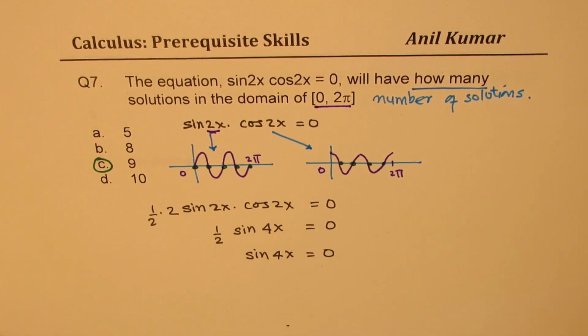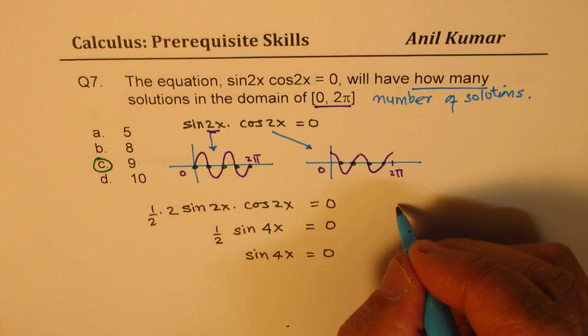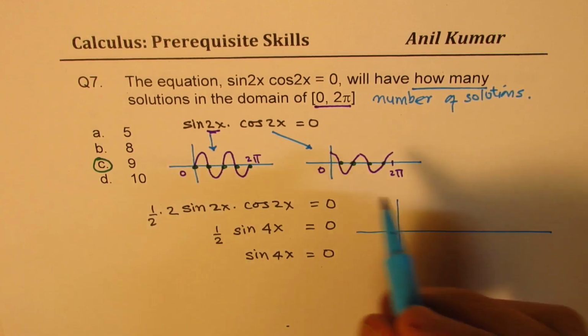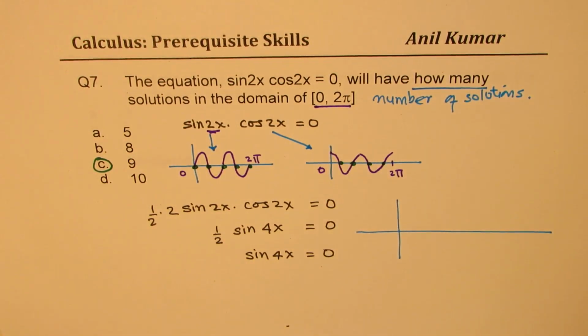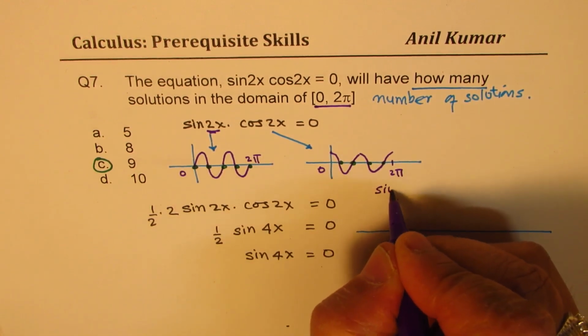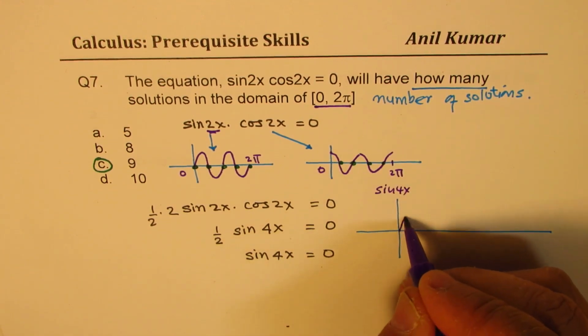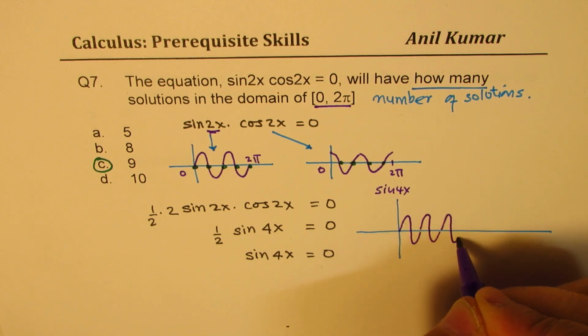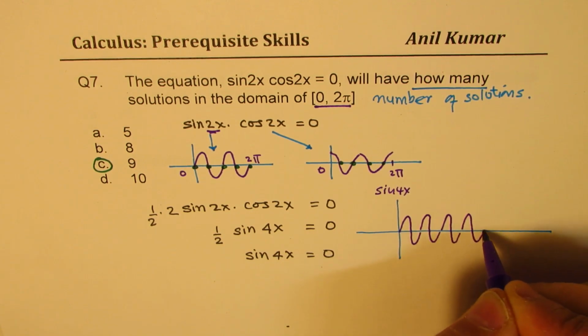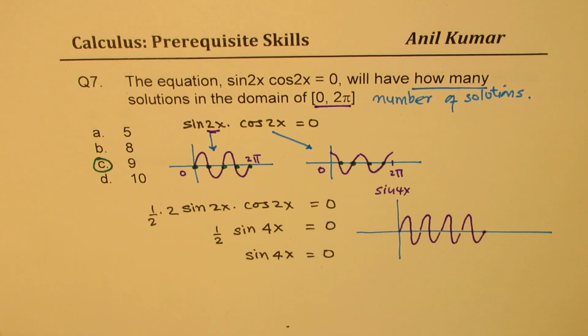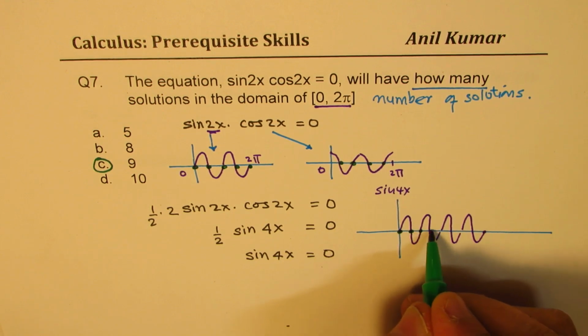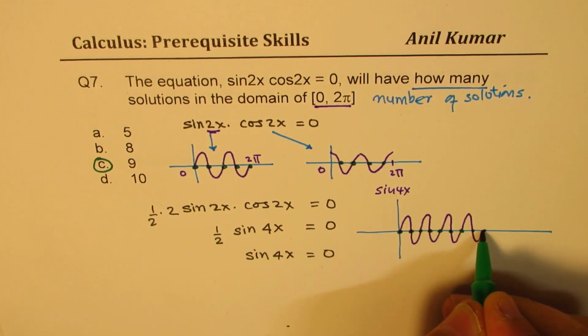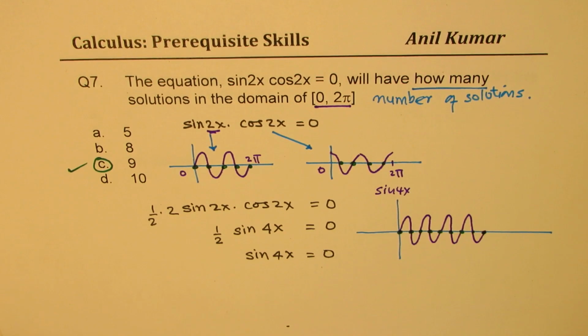Now when I say sine 4x, again we'll sketch. For sine 4x within 0 to 2 pi, how many waves will we have? We'll have 4 of them, correct? So for sine 4x, they will be like 1, 2, 3, and 4, right? So that gives you how many solutions? You can just count them. And these are 1, 2, 3, 4, 5, 6, 7, 8, and 9. Do you see that? So we get the same answer.